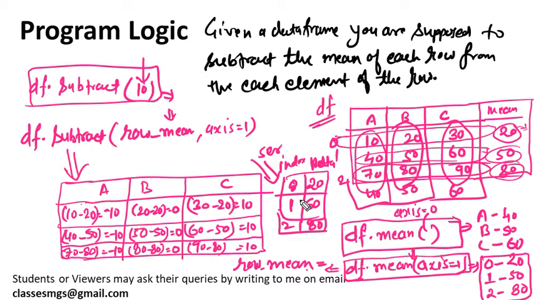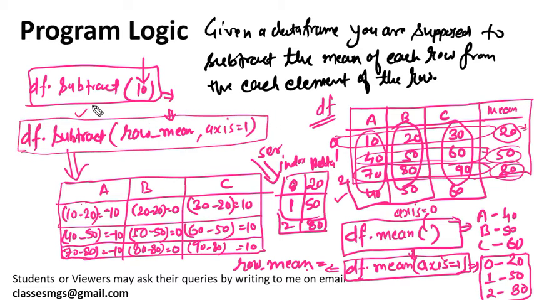You will subtract 10 from the 0th row, 20 from the 1st row complete element, then 50 from the second row element, and 80 from the third row element. You need to remember what the subtract method actually does. If you remember this, you have to calculate the mean, subtract row wise, and then you are done.